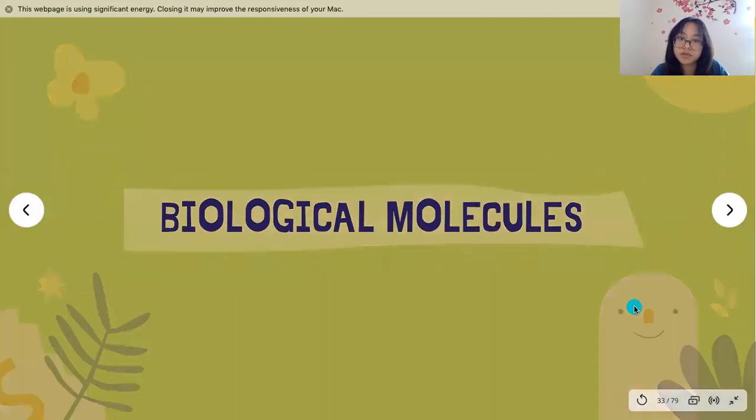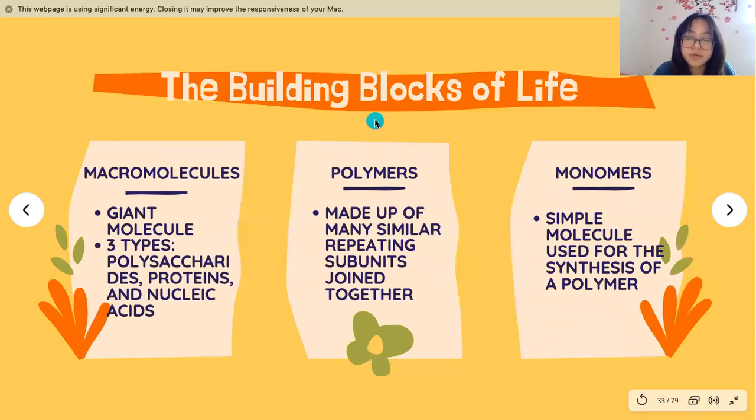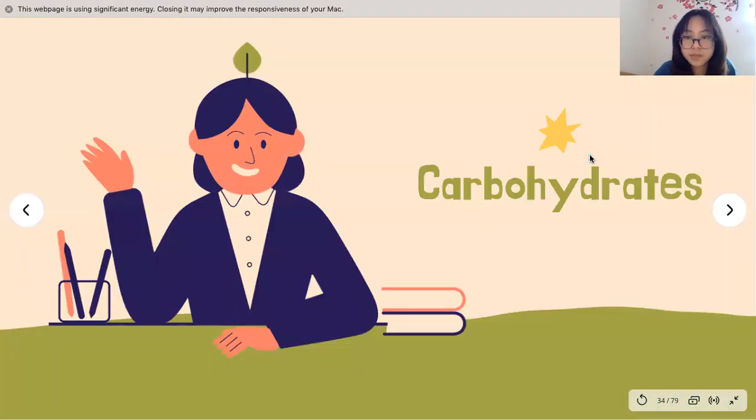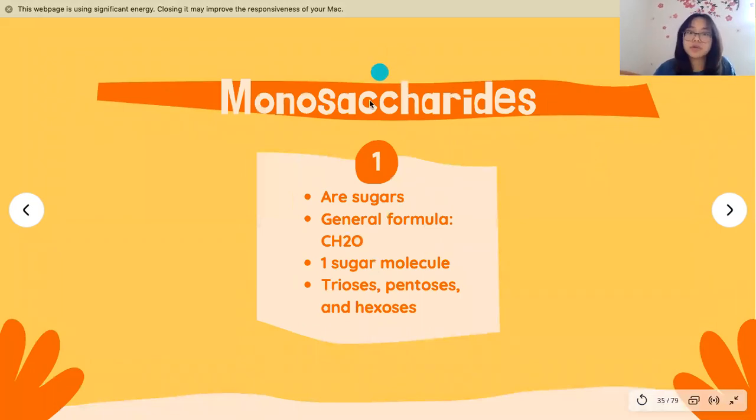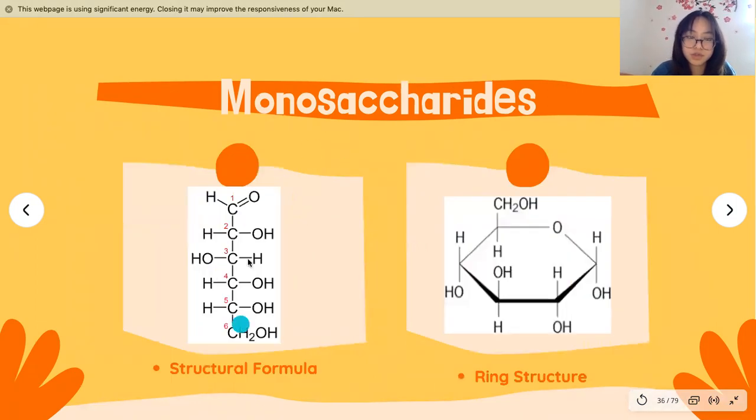Next up is biological molecules. So the building blocks of life are macromolecules, polymers, and monomers. First up is carbohydrates. The first type is monosaccharides, which are sugars, and it's only one sugar molecule. This is the structural formula, and this is the ring structure.